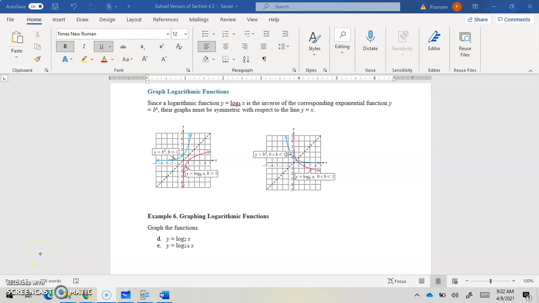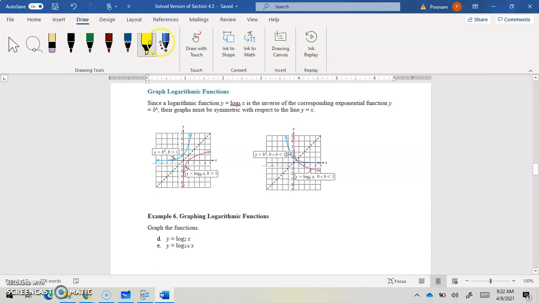Hello, next we have graphing a logarithmic function. Now remember we said that log function is defined as the inverse of the corresponding exponential function. That is the basic definition of log function. And if you remember from the last 4.1 section, we said that for any function, say we have f of x, the inverse function's graph would be mirror image in the line y is equal to x.